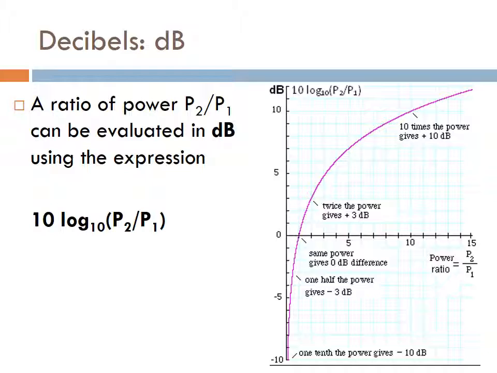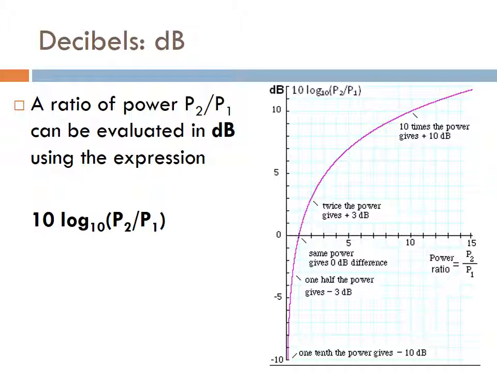A ratio of power P2 over P1 can be evaluated in dB using the expression 10 log base 10 P2 over P1. So decibel is a very important unit used for power representation. It's a logarithmic calculation of the power ratio multiplied by 10. In this way we have a more compact range of values.